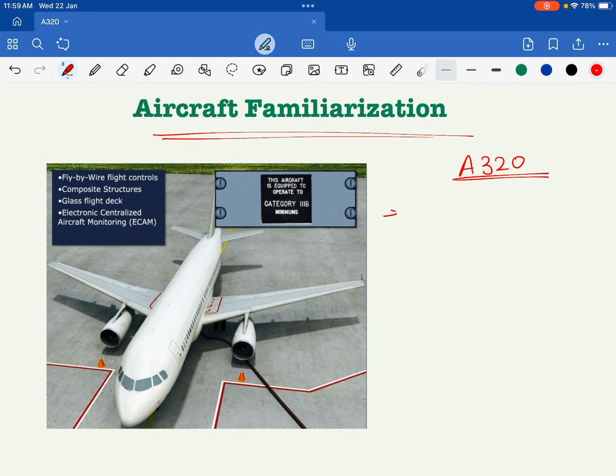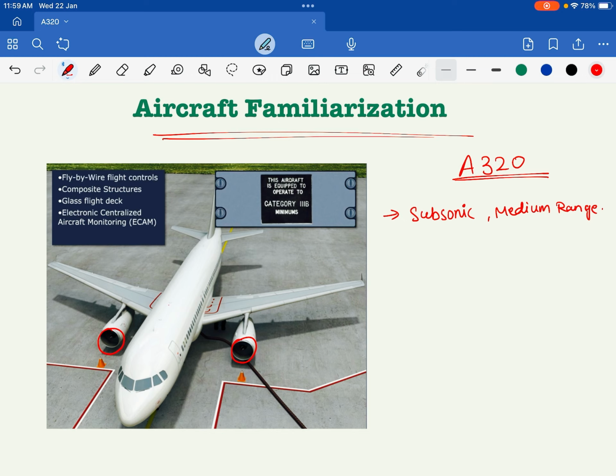So Airbus 320 is a subsonic medium range commercial aircraft. Okay, it has two high bypass turbofan engines mounted under the wing. This aircraft comes up with special features. So what are the special features?